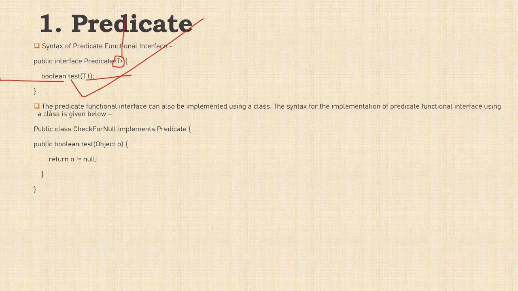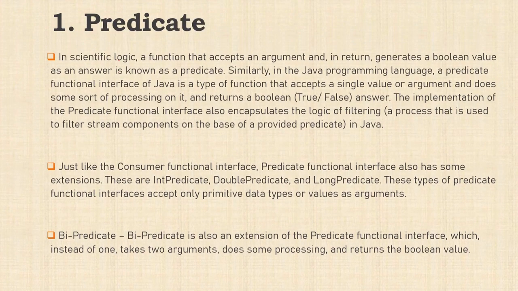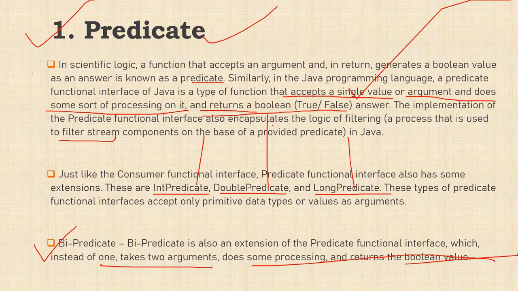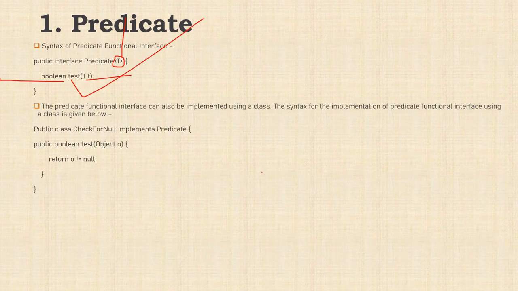Or if you don't want to write Integer, Double, Long, then we have already just now seen IntPredicate, DoublePredicate, and LongPredicate. So we can use LongPredicate, IntPredicate, DoublePredicate. So this is also a way to use. And the predicate functional interface can also be implemented in a class. So this is the way we are creating a custom predicate.